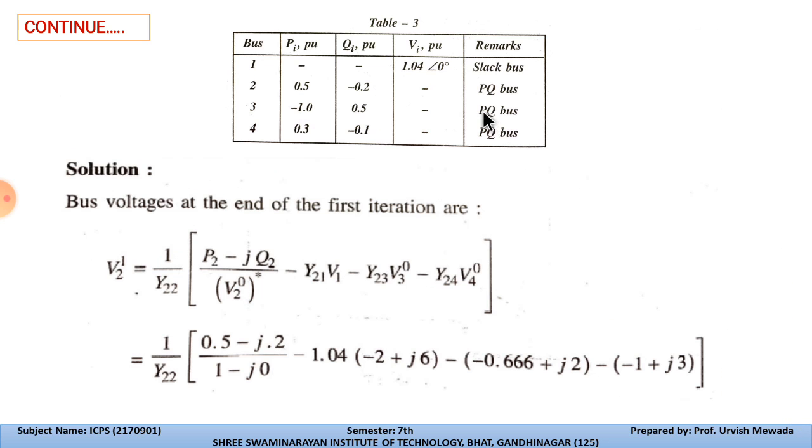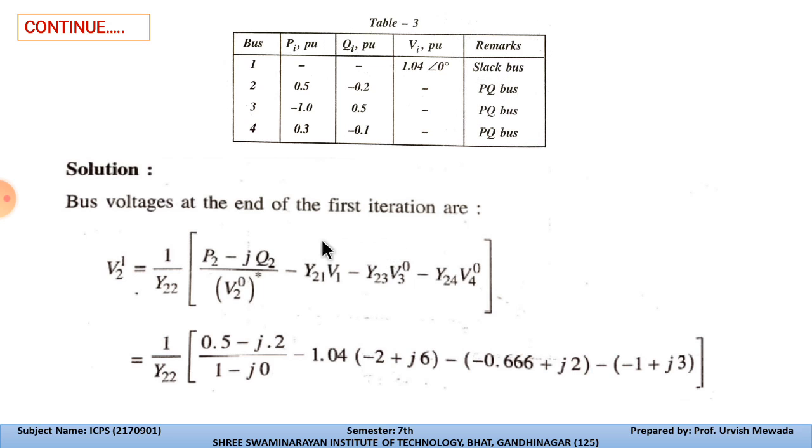Now let us discuss table number 3. In table number 3, for bus number 1, Pi is the active power and Qi the reactive power, but they are not given. Only Vi is given, that is 1.04 at angle 0, because we have considered this bus as the slack bus. For the rest of the buses, the Pi and Qi values are given, and in the remarks it is also given that these buses are PQ buses. So let us solve this using the GS method.